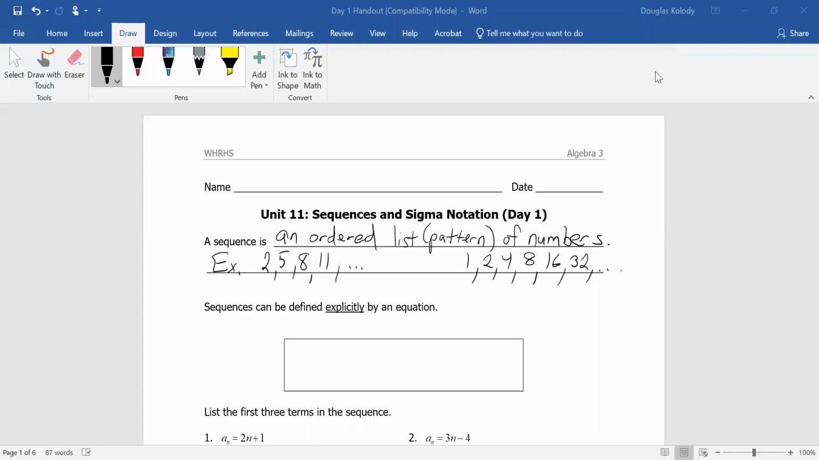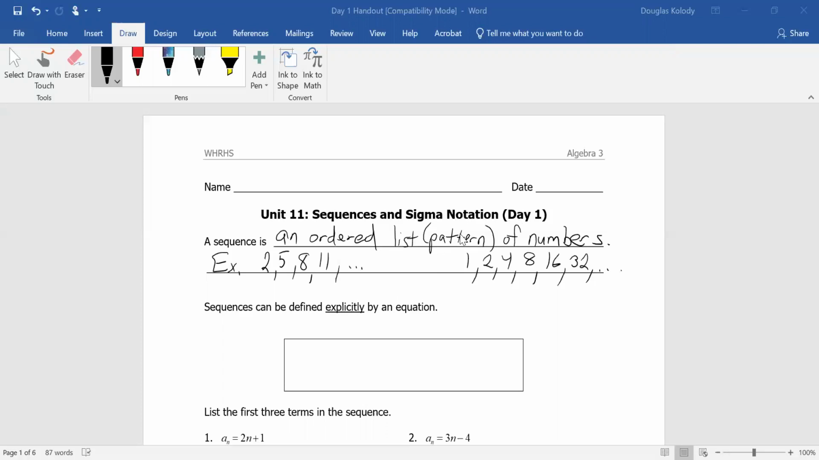All right, so our second to last unit is about sequence and series. So day one, sequences and sigma notation. We're going to do 3 concepts today, and we're going to find out what those 3 concepts are right now. So a sequence is basically an ordered list or a pattern of numbers. That's it. If you have a pattern of numbers, it's a sequence.